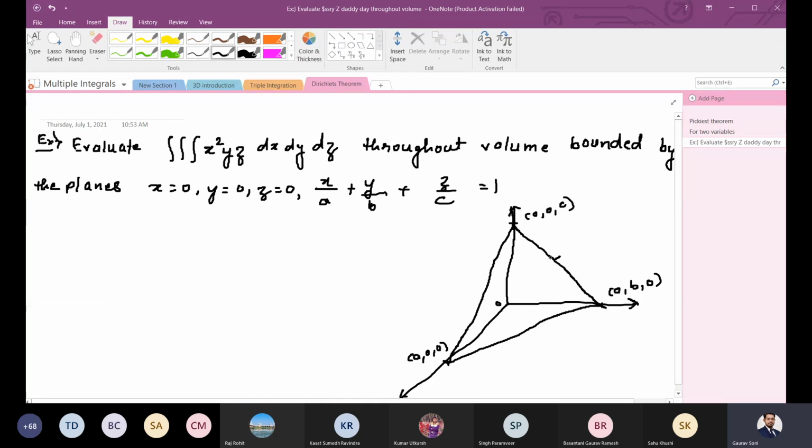So can someone tell me now, what will be the integration? You can at least try. You may be wrong, but think over it. What will be the integration here?